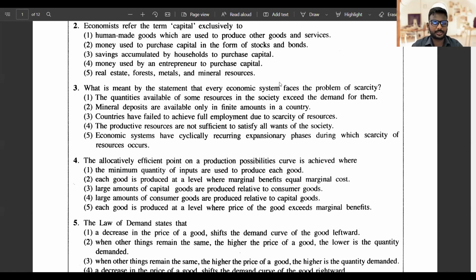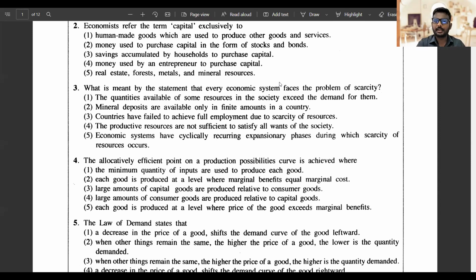That's an excess supply issue. Mineral deposits are available only in finite amounts in a country. Now, here the second point says a certain resource is limited. That's not scarcity. Resources being limited is not scarcity. Limited resources being not enough to fulfill unlimited wants, that is what scarcity is. Countries have failed to achieve full employment due to scarcity of resources. No.